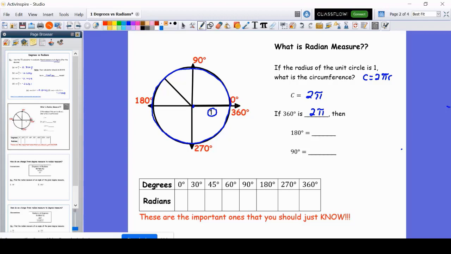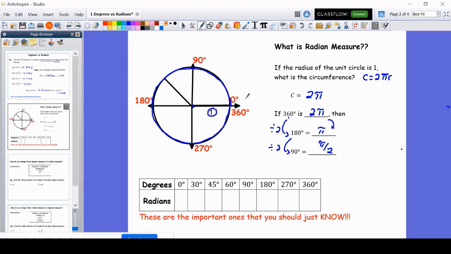Now, if 360 degrees is 2 pi, 180 degrees, notice how to get from 360 to 180, I divide by 2. Well, if I divide 2 pi by 2, I just get pi. So 180 degrees is pi. Now, if I divide by 2 again, 180 divided by 2 is 90 degrees. That's pi over 2. Okay? And these are really important measures.